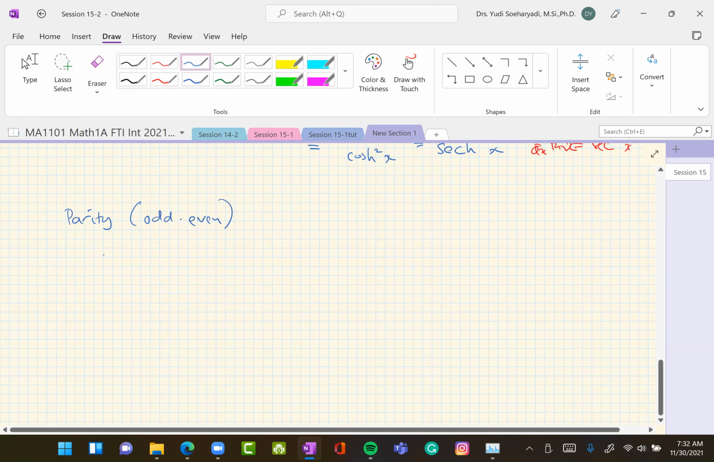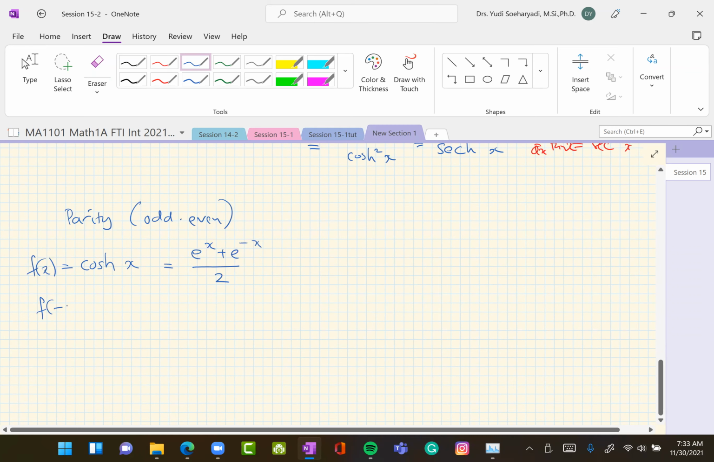What about cosine? Cosine hyperbolic x. Okay, so let's check this one. So this is e to the x plus e to the negative x over 2. Let's call it f of x.